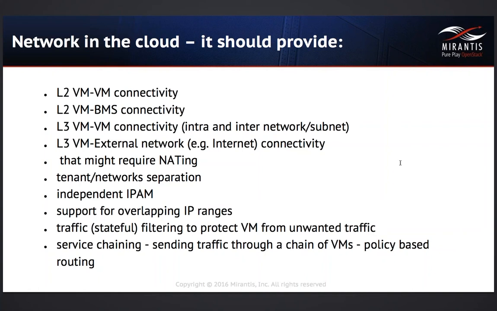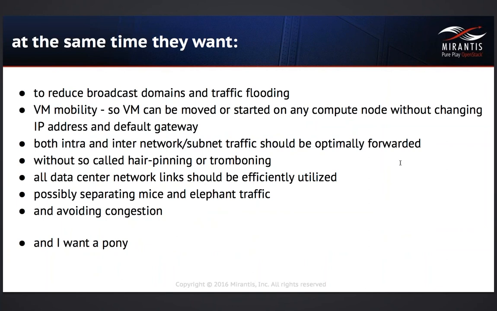So these are high-level requirements, but at the same time, we want to reduce broadcast domains and traffic flooding, because flooding takes our bandwidth. We want our virtual machines to be able to move around the cloud without changing IP address and default gateway. We call it VM mobility. It means you can restart your VM on any other compute node without needing to change its IP address or default gateway, or even move this VM live. Then both intra-subnet and inter-subnet traffic should be optimally forwarded, without so-called hairpinning or tromboning. So we want optimal forwarding.